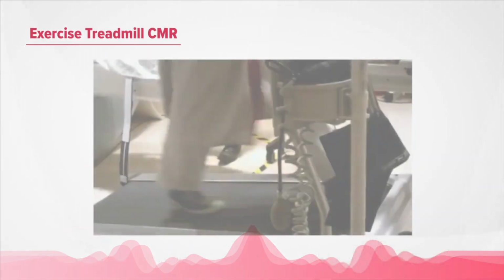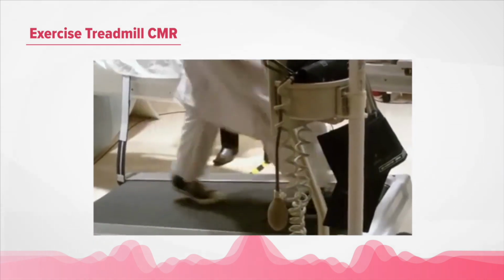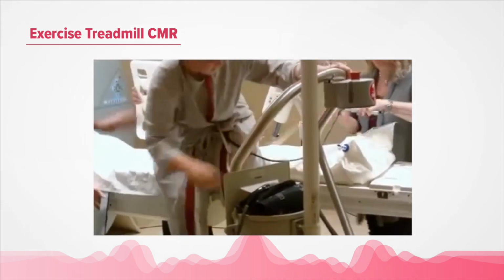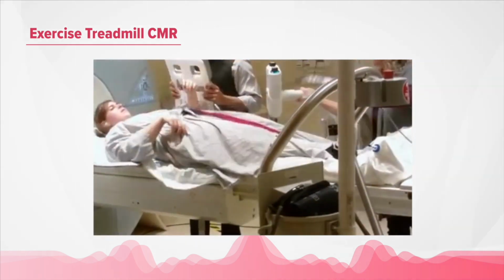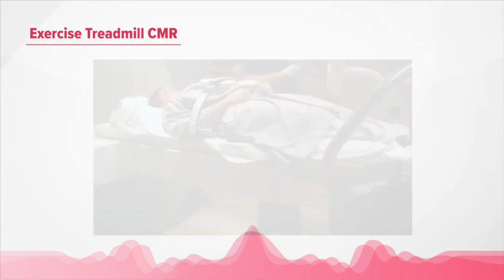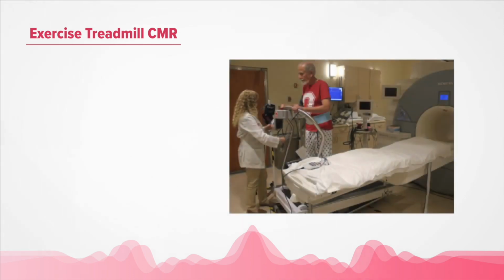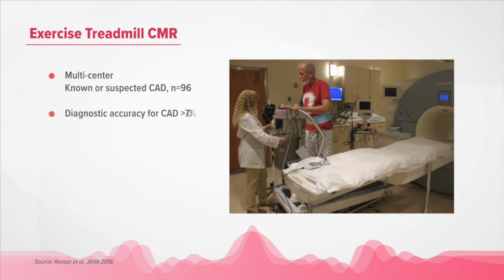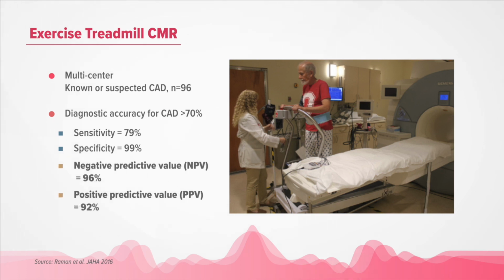In fact, exercise treadmill CMR has been around for a while. The first studies were conducted with the treadmill outside the scanner, and later an MR-compatible treadmill, such as this one from OSU, has been used. Early experience with MRI-compatible exercise treadmill demonstrated very good diagnostic accuracy for significant coronary artery disease. Of note, ischemia in this study was defined as reversible perfusion defect with or without regional wall motion abnormalities.